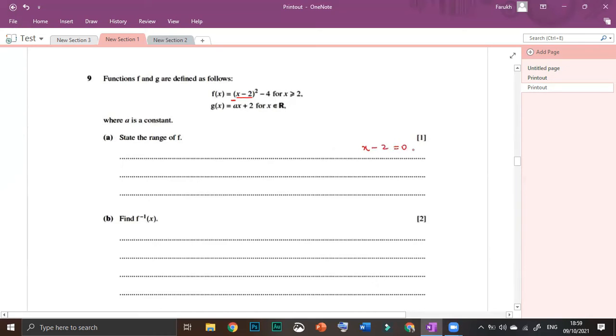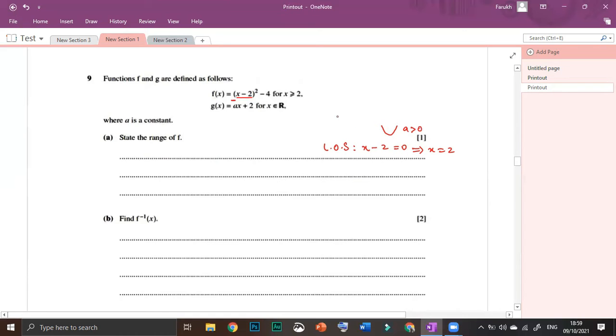X minus 2 is equal to 0 implies x is equal to 2 is the line of symmetry. Now, maximum or minimum lies on the line of symmetry. As we know that the shape of the curve is a smiley because a is positive, the coefficient of x square is positive. The maximum or the minimum point lies on the line of symmetry.